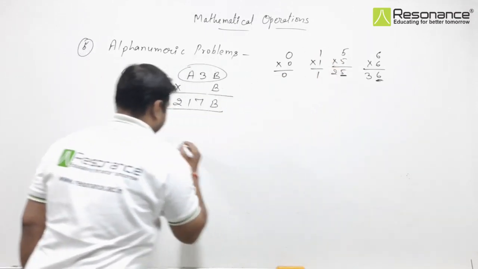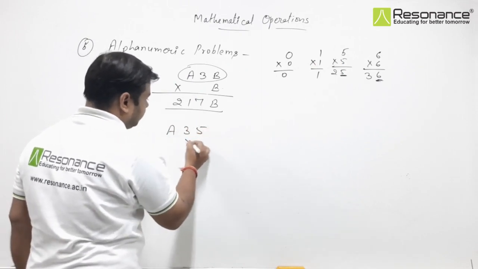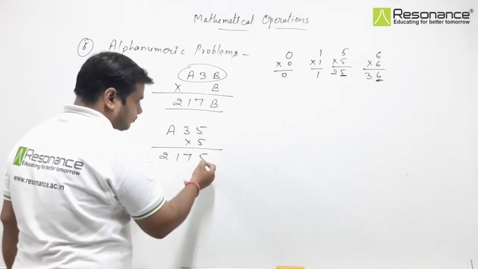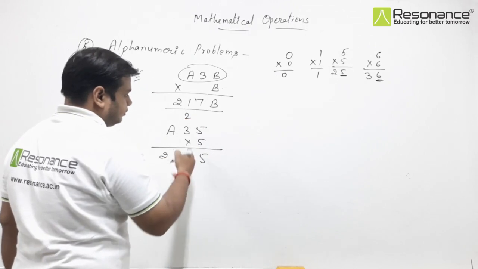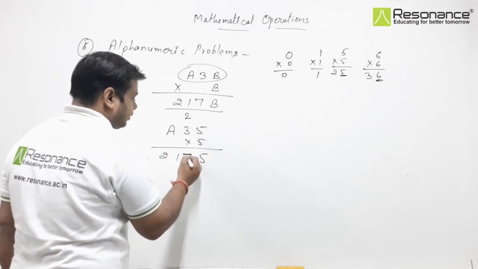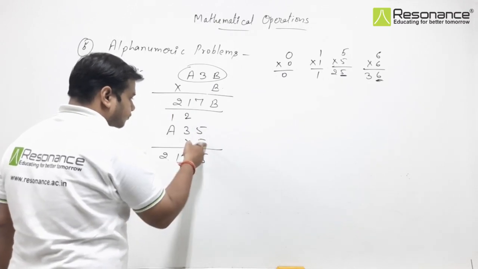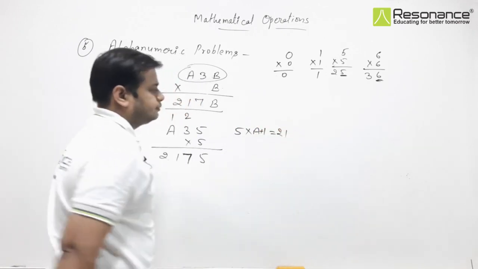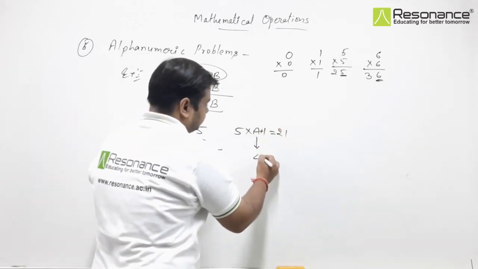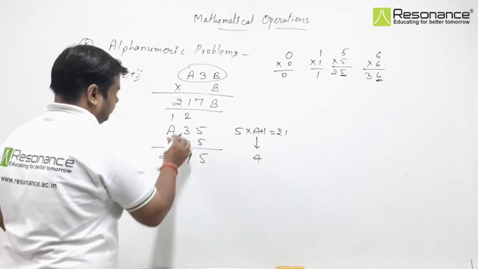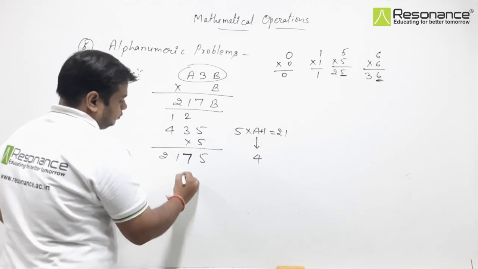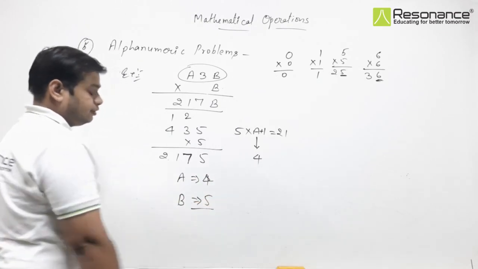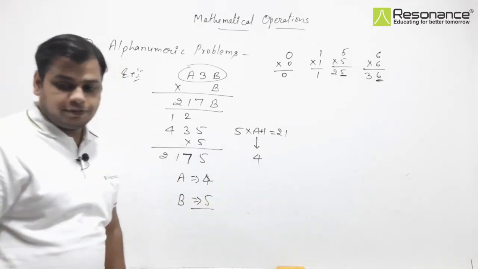Now we'll apply 5. So A35 multiplied by 5 will give us 2175. 5 5s are 25, 2 is carry over, 5 3s are 15, 15 plus 2 is 17, 1 is carry over. Now 5 multiplied by A plus 1 will give us 21. So the value of A becomes 4. So A will be replaced by 4. So the value of A is 4 and the value of B is 5. This is called the questions of alphanumeric problems.